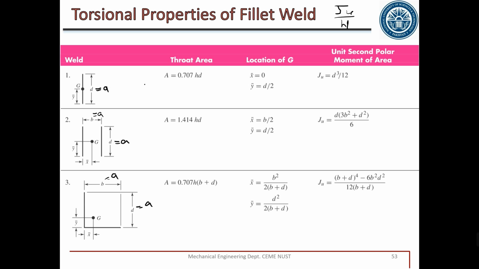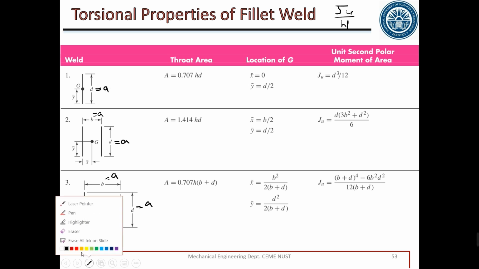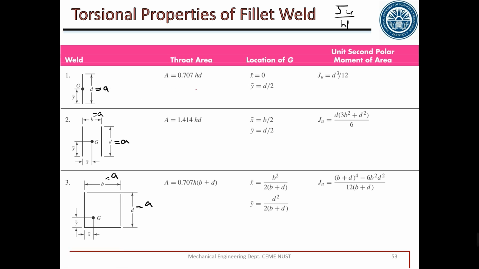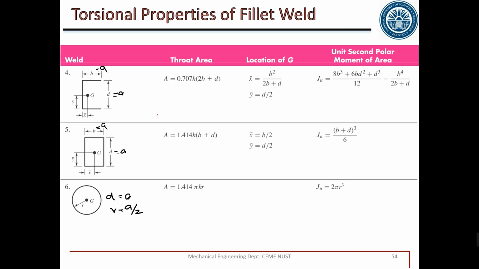For this specific weld, let me change the color. What is the length? Length is equal to A. For this weld, length of weld is equal to A plus A equal to 2A. For this weld, length is equal to 2A. For this, length is equal to 3A. For this weld, length is equal to 4A. For this weld, length is equal to 2 pi r. These are the lengths of weld.